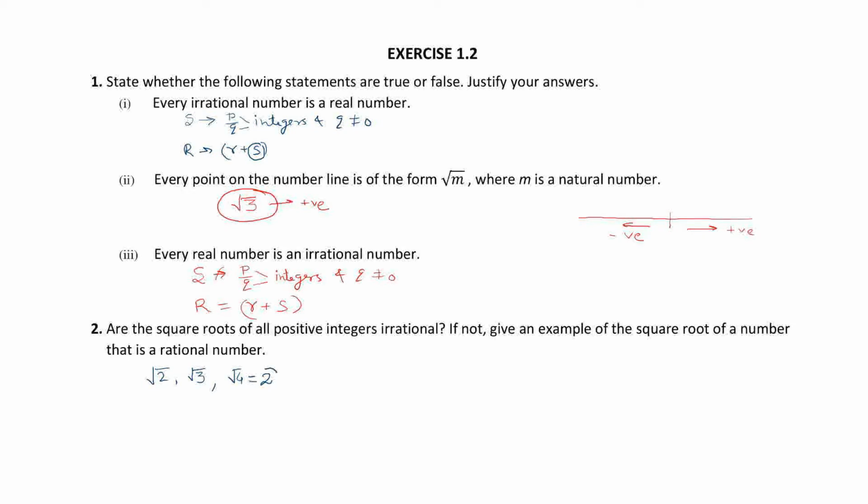Similarly, square root of 5, 6, 7, 8. Square root of 8, we will get 2 root 2. Square root of 9, again we will get 3. Again, this is a rational number. So we can conclude that square roots of all positive integers are not irrational. It may be rational or it may be irrational. It depends, right?